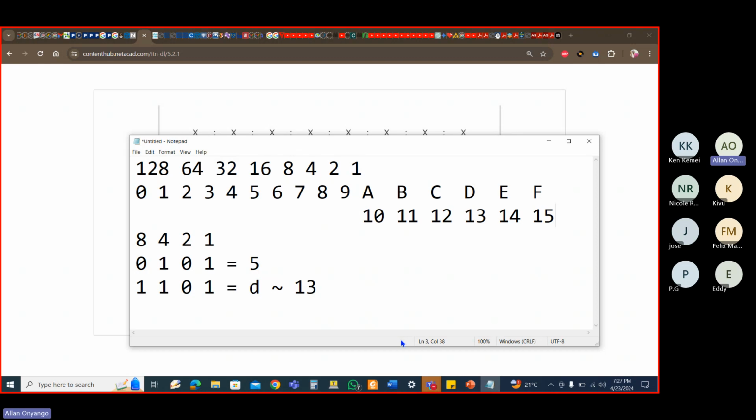Anyway, so let's take B. B represents 11. So let's put 11. Which numbers, if you add them, give you 11? 8 plus 2 plus 1, because 8 plus 2 is 10, plus 1 is 11, isn't it? So put 1 under 8, 0 under 4, 1 under 2, and 1 under 1, isn't it? Yes, 1 under 1.